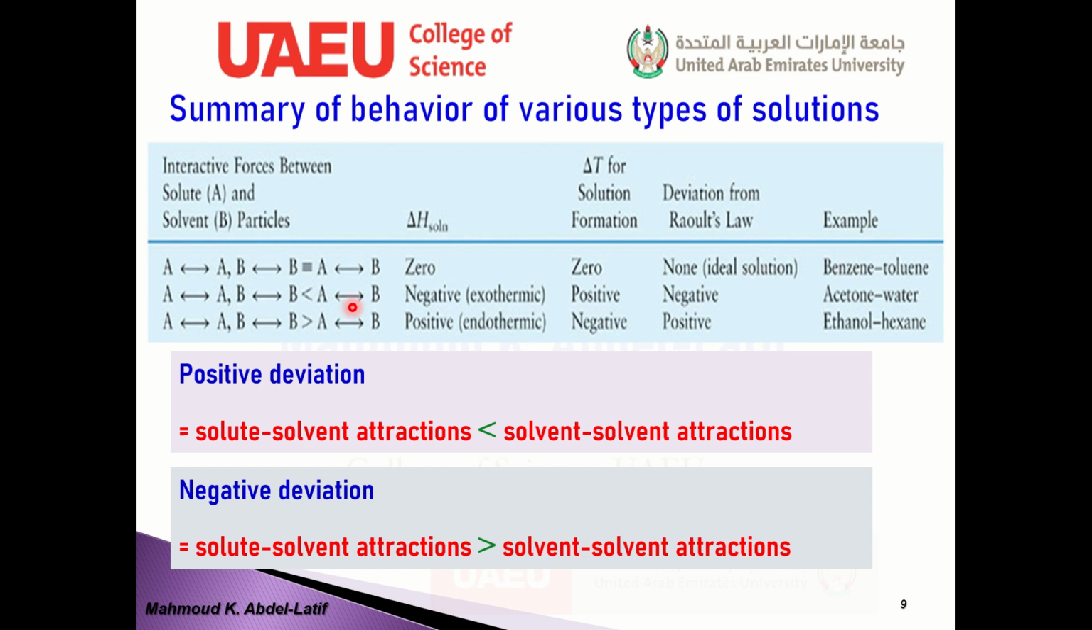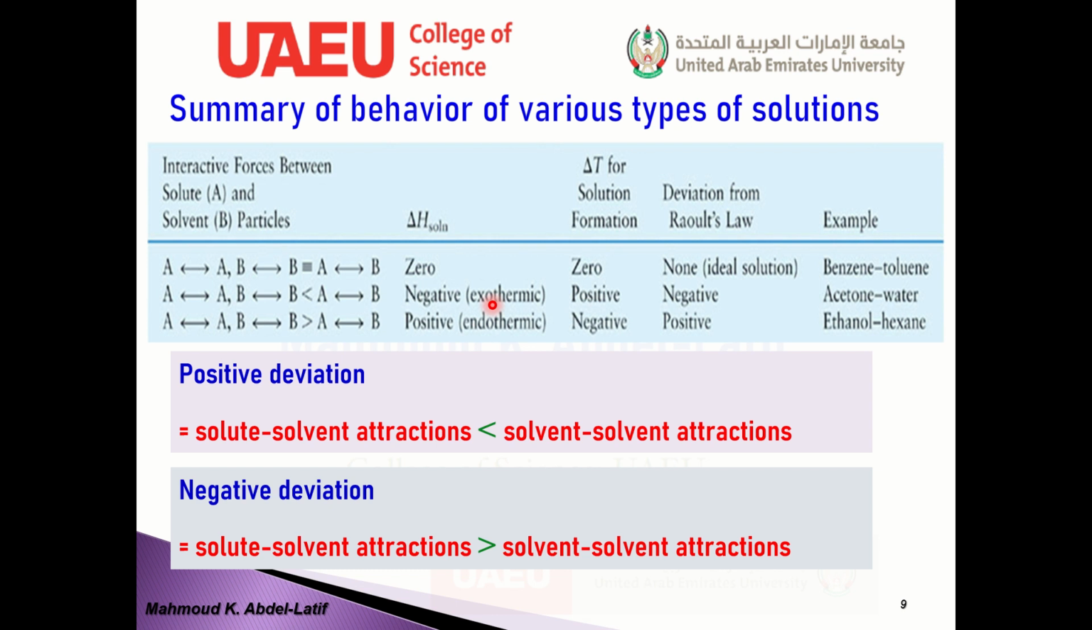For the non-ideal one, the interactive force between the solute and the solvent will not be the same as in the pure ones. Both this one and this one are non-ideal. If the interaction between the solvent and solute is larger than in the pure ones, it is difficult for the solution to evaporate, so to say. So you end up with a negative deviation.